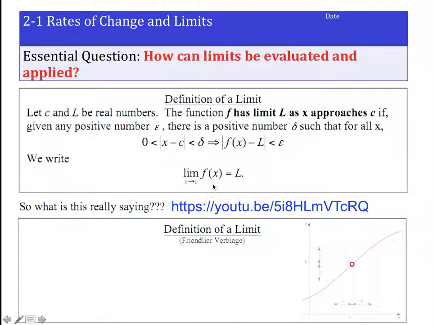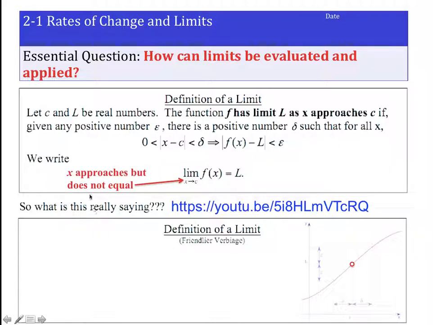So again, a limit gives us a language to describe the outputs as your inputs approach some value. Your outputs are your y values, your f of x, and your inputs are your x values. And it doesn't matter if you approach it from above or below, and it doesn't matter if we're defined at that location. As long as we're approaching it from above and below and they both approach that same value L, that is the output and that is the limit.